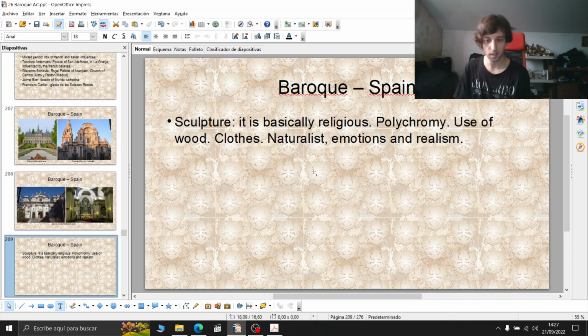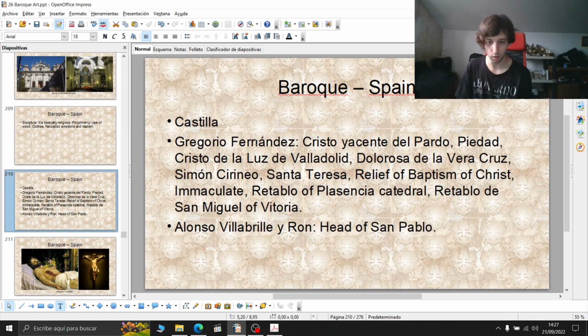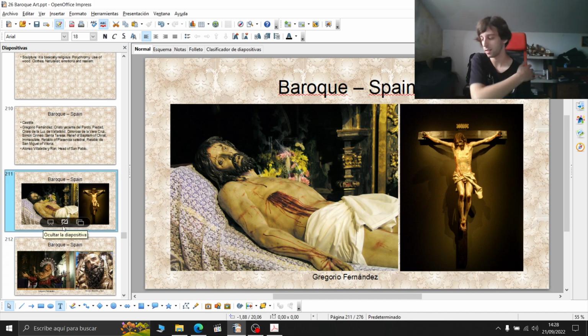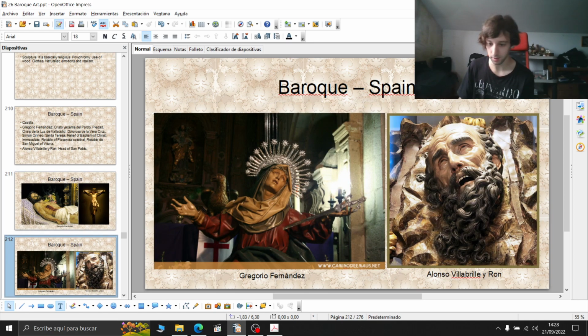Sculpture. It is basically religious. Polychromy, use of wood, clothes, naturalist, emotions are realist. Castilla with Gregorio Fernandez, and these are examples of his sculpture. All of these sculptures are religious, mostly Christ and Virgin. So Gregorio Fernandez, Alonso Villabrite Girón. These sculptures are very realistic in the sense that they show Christ with the blood and suffering and such, very explicit. And also the Virgin crying and such.